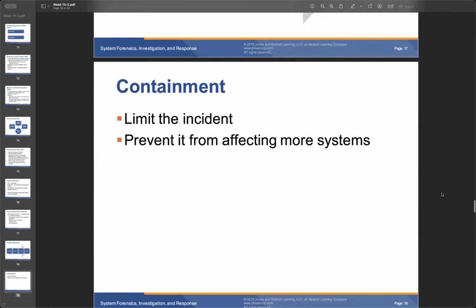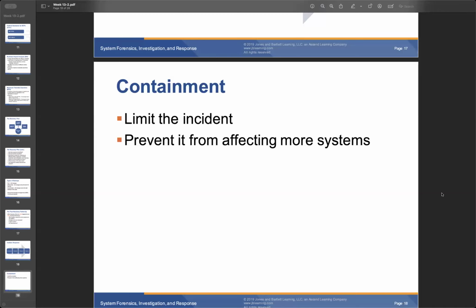When we look at the containment right here, we try to limit the incident, or we try to prevent it from affecting more systems. So how do we act quickly? We know maybe system A is infected or down, and it's going to spread, expanding. How can we prevent it from affecting other systems? Maybe some malware. Maybe an employee just clicked on a button and the computer was infected. Then it will try to connect to all the computers.